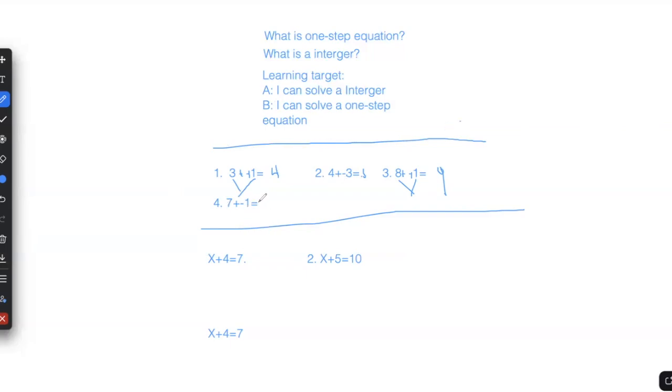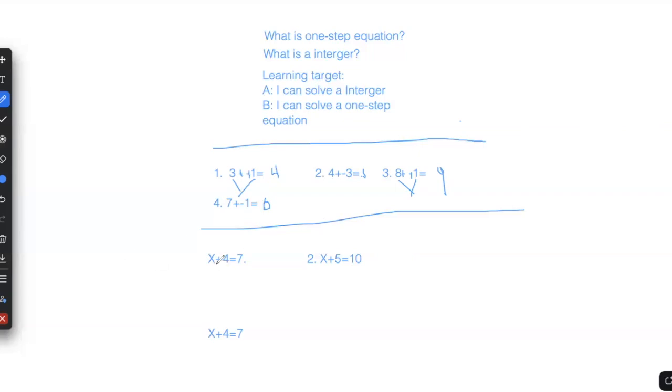For this one, we will have 6. So yeah. All right. Now we're going to move on to our examples for 1 to 3 for equations.